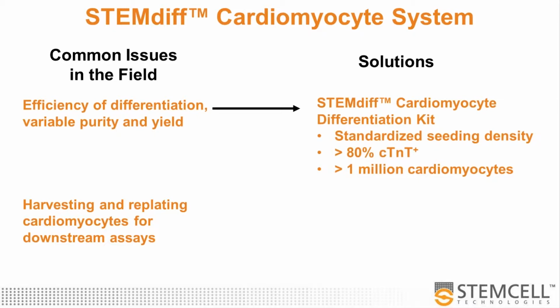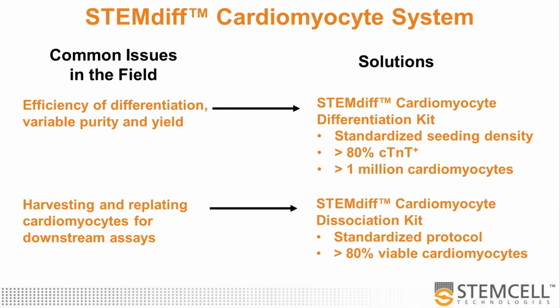And the three things that we really focus on are the standardization of the seeding density before entering the differentiation protocol. And this has been optimized and it can be used across a number of different iPSC lines and ES lines, which I'll show. We achieve well over 80% cardiac troponin T positive cells, and we have a very high yield of over 1 million cardiomyocytes from a single well of the 12-well plate.